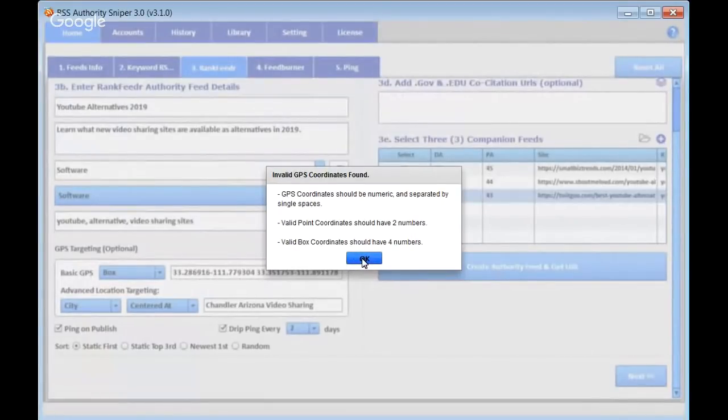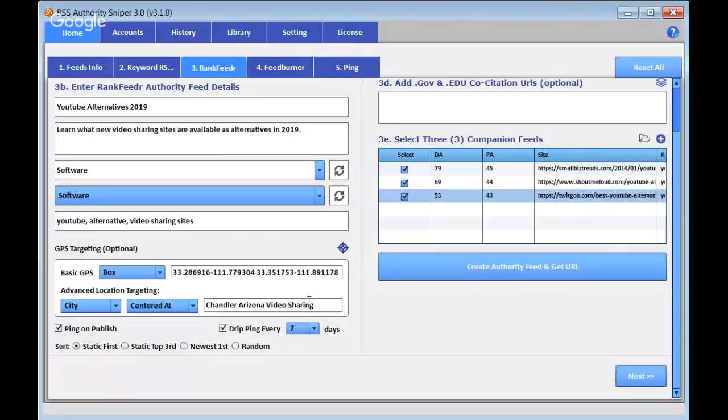Should have 4 numbers. I do have 4 numbers. What are you talking about? All right, let me check. Oh, I'm missing a space. That's what's going on. On the next one, there you go. Yeah. Okay, so let's do that.